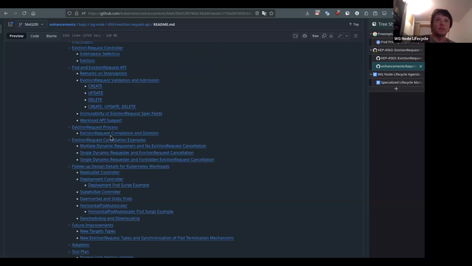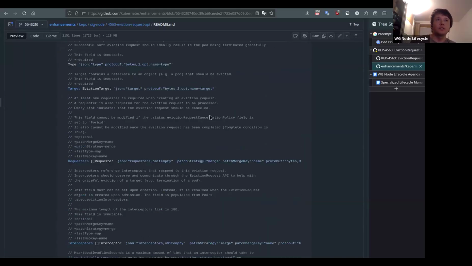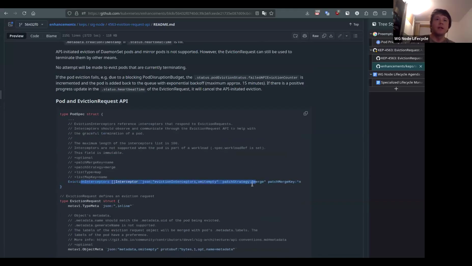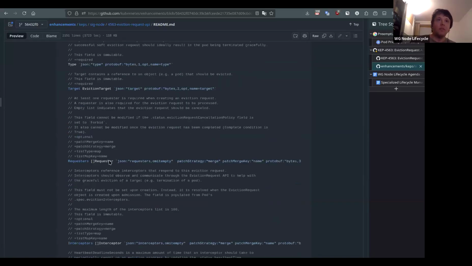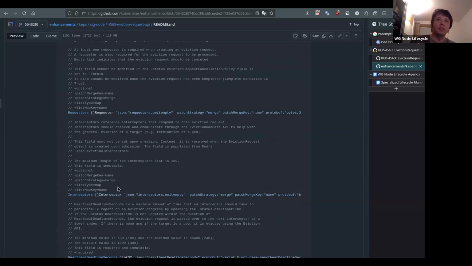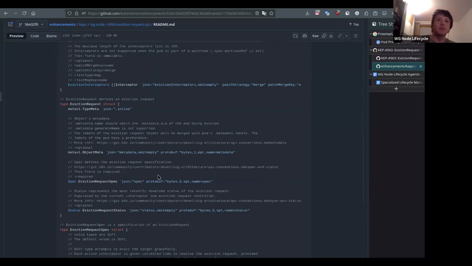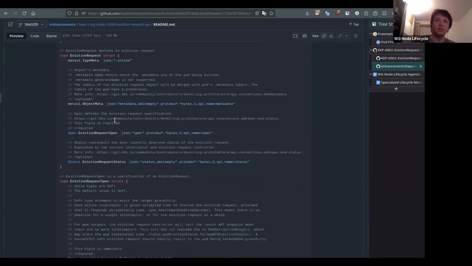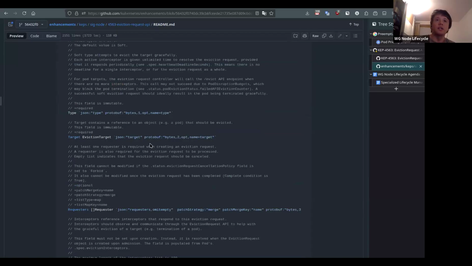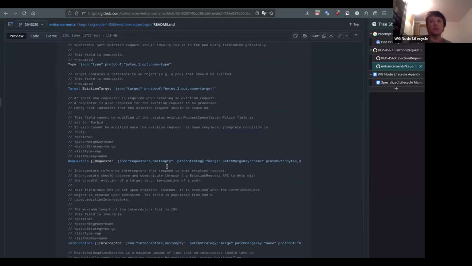Okay, let me show the API first here. So we had two interceptors. One is on the pod itself, and the second is on the eviction request. Originally we could mutate the pod interceptors before the eviction request was created. We decided in the beginning that we just want to add this feature for the controller creating the pods and decide on this later. We do not allow adding new interceptors when the eviction request is created, for example, by an admission webhook.